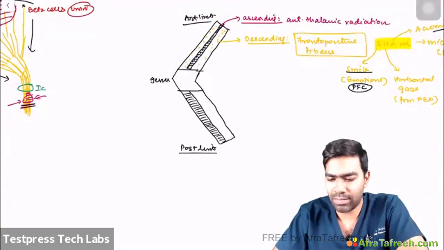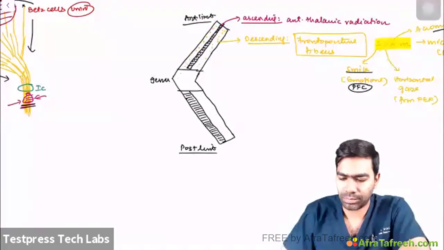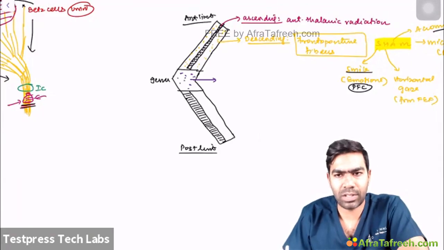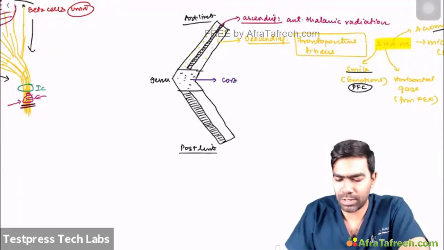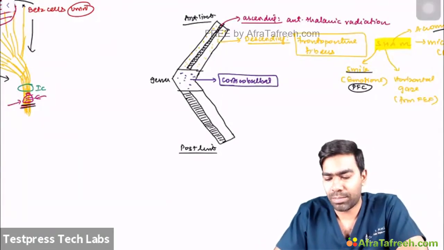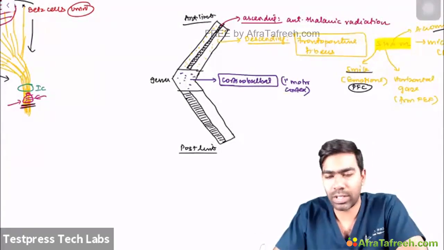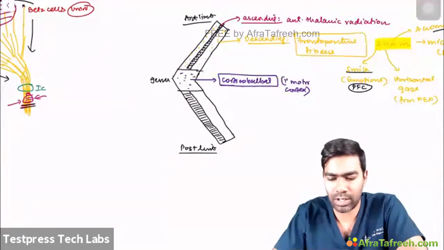And of course you have the genu. The genu is mostly concerned with the corticobulbar fibers, or I can call them fibers that are supplying the facial nerve. So these are basically coming from the primary motor cortex only. These are the descending fibers that are controlling the cranial nerves. These are called corticobulbar fibers.